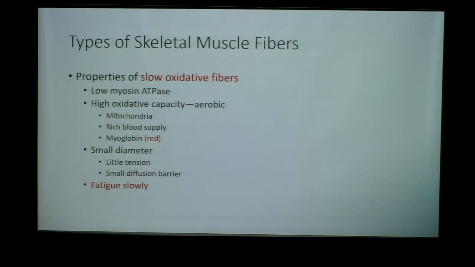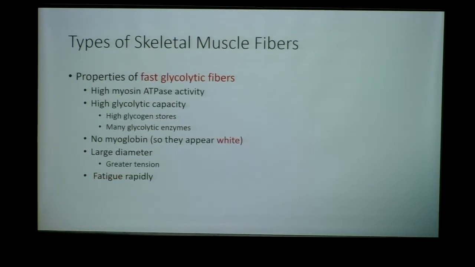Crossbridge cycles, right? So if we have a smaller fiber diameter, that translates to less sarcomeres, right? Less myofibrils, less muscle fibers, which means less crossbridge cycles. Remember, tension production is directly proportionate to the amount of crossbridge cycles. So a smaller fiber diameter means we're going to produce less tension, and we're going to have a smaller diffusion barrier, meaning that oxygen can easily get into these muscles. And as we mentioned earlier, we're going to fatigue much slower because we don't have that lactic acid buildup.